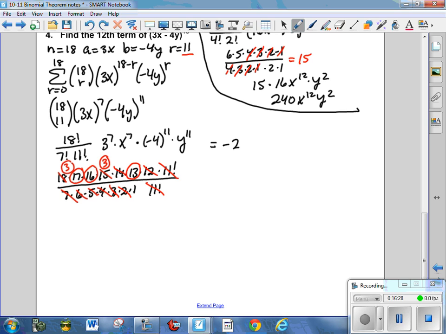Negative 2.919 dot dot dot times 10 to the 14th times x to the 7th y to the 11th. So this coefficient, huge number here. And so I probably won't give you one that big on the test. Just, you know, we're not going for messy here. I just want you to understand the concepts.